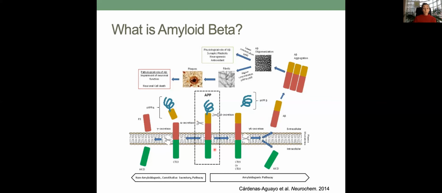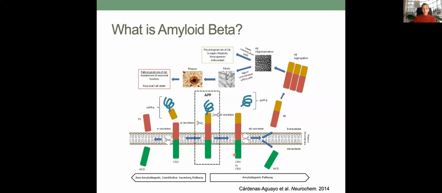So APP can get cleaved or cut in a couple different ways. On this left side over here, we see that alpha secretase can come in and cut APP here, leading to two different components, one maintaining this transmembrane location. Gamma secretase will then come in and cut right here, right in the center, leading to these other fragments. This does not lead to amyloid.